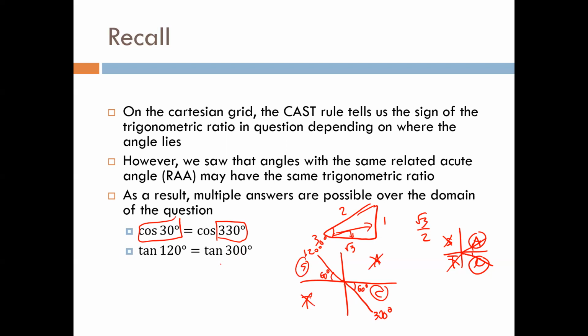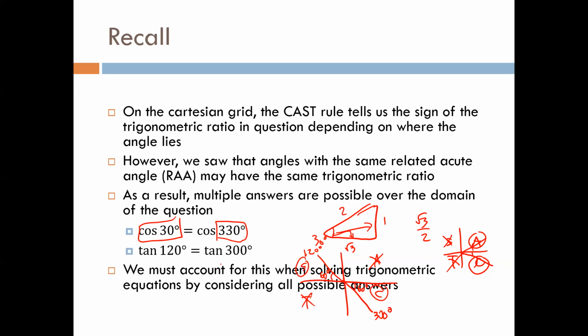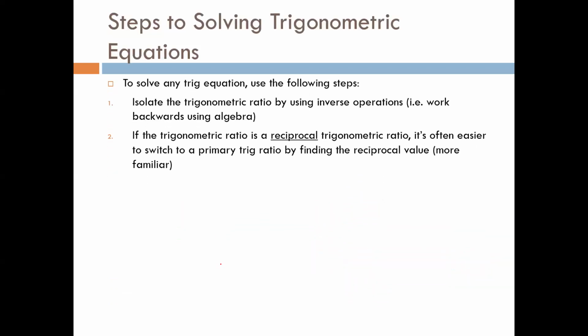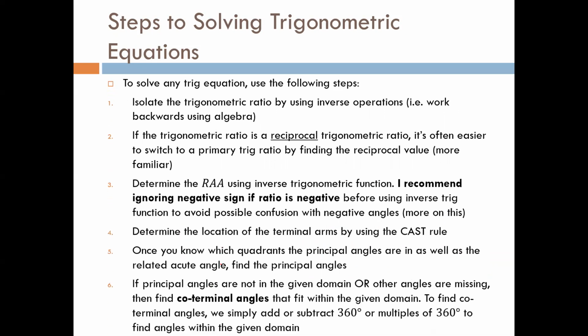And again, that complicates our question a little bit, because we'll notice that we're going to have multiple answers for one equation when we're solving this. So we need to consider all the possibilities. So how do we actually solve a trig equation? A couple of steps here, and I'll go through them really briefly. First step is you isolate the trig ratio by using inverse operations. This actually isn't that bad. You're basically using your algebraic skills.